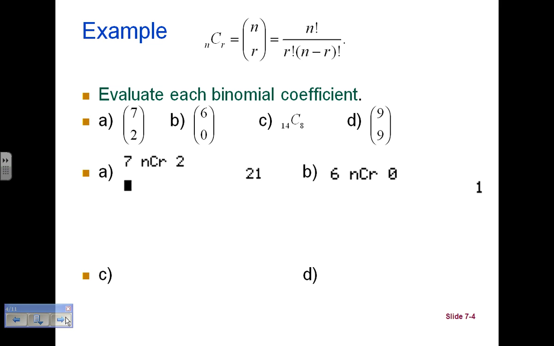14C8. You just type it in. 3003. So far, so good. And finally, 9 choose 9. Obviously, there's only one way of doing that. But there's 10 terms on the 9CR9. How does that work? I don't know.